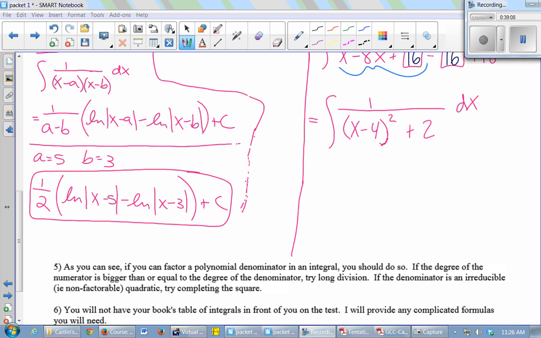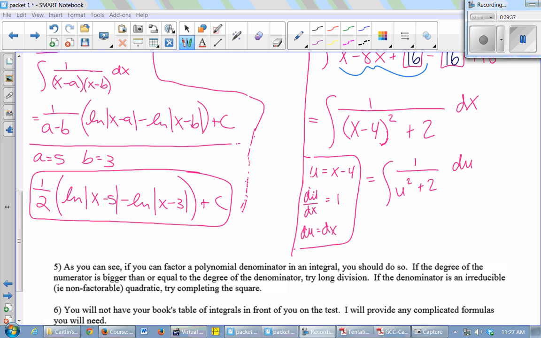U substitution, yeah. Let u equal x minus 4. Then du dx is just 1. Du dx is 1, which means du equals dx. So there's my u substitution. Plug it in and I get the integral of 1 over u squared plus 2, and then dx is equal to du. And now it looks exactly like the thing from the table.